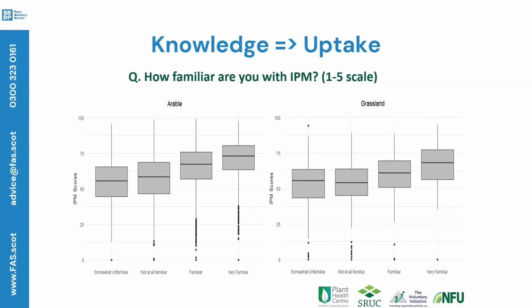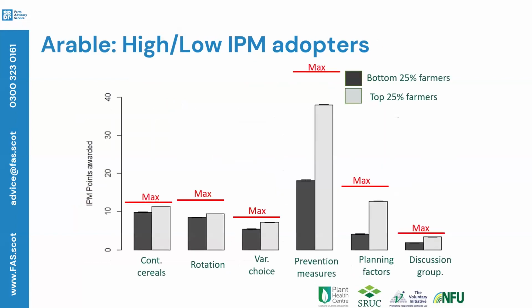But if we look generically over the information, the people that score highest in their IPM plans are the ones that are most familiar with IPM. So they are the people coming to evening webinars to hear about it. And that's broadly the same for arable and for grassland farmers. And then the other interesting thing is, we looked at what the differences are between people that score high or people that score low.